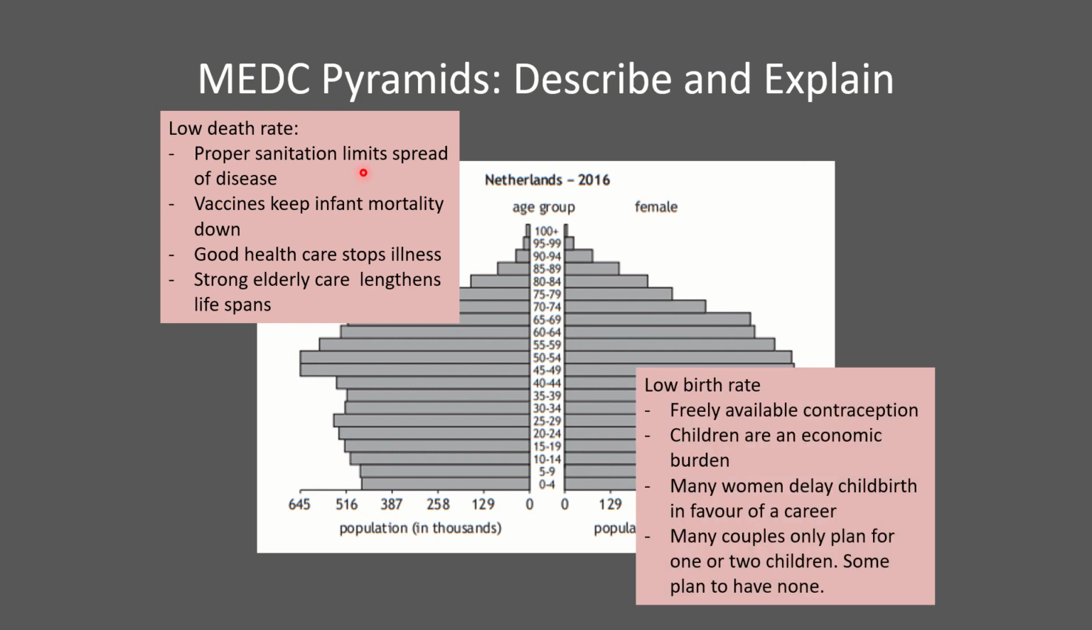Notice that what I've done is I've taken the same explanations from my previous graph and I've just reused them. So that's a way to reduce the amount of revision you need to do. A low birth rate is my description, and that's because of freely available contraception. Children are an economic burden. Many women delay childbirth in favour of a career, and many couples only plan to have 1 or 2 children.